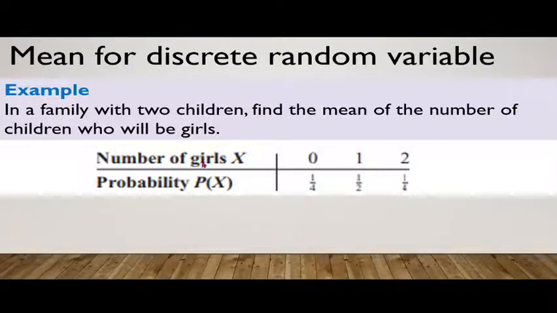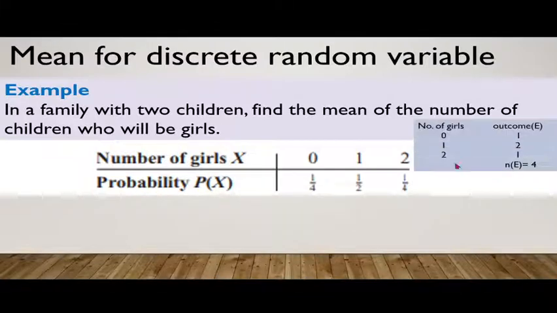So of course, we know for the outcomes for the number of girls, we will have 0 if no girls occur, 1 if one girl occurs, and 2 if two girls occur. And how do we get the probability corresponding to 0? So let's take a look at this table. I have here the number of girls, so 0, 1, 2, and the outcome, which is denoted by E.